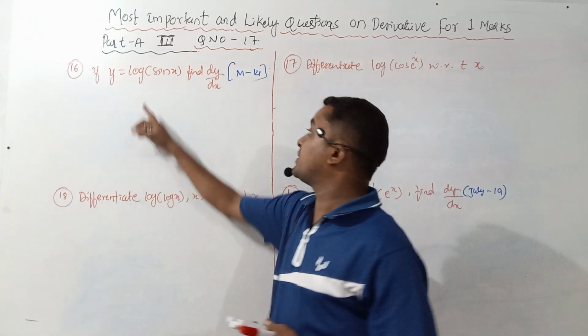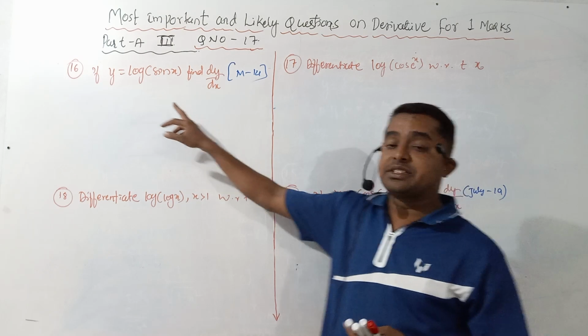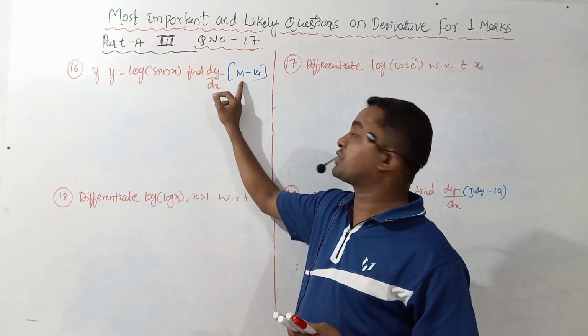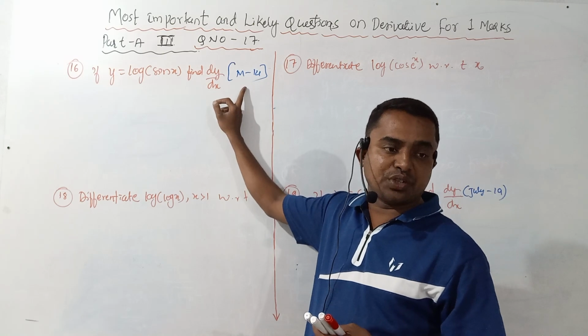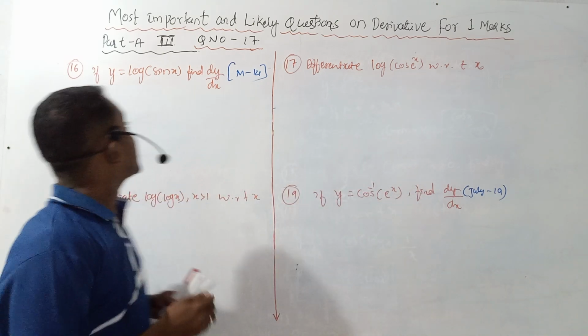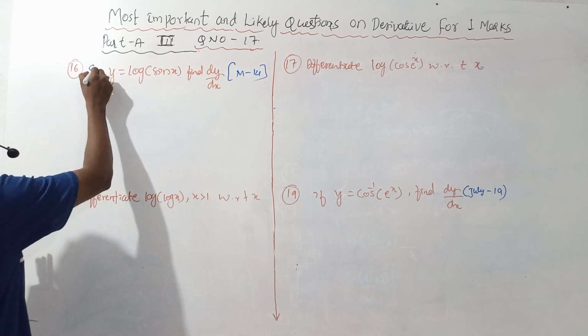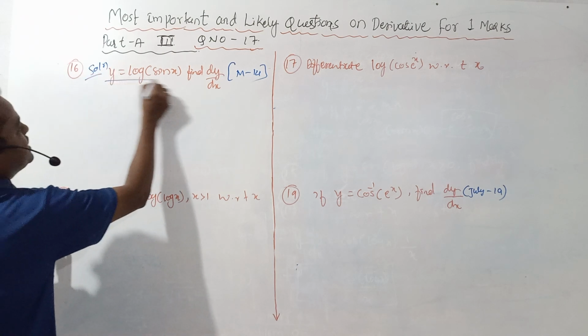See here, question number 16. Question number 16: if y is equal to log sin x, find dy by dx. This question has been asked in March 2014 for 1 mark. So I am writing only the first step as the solution, that is y is equal to log sin x.